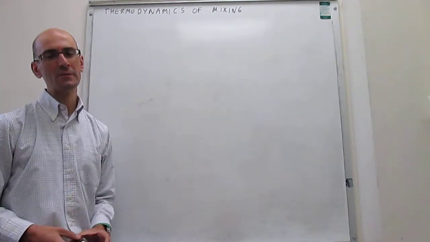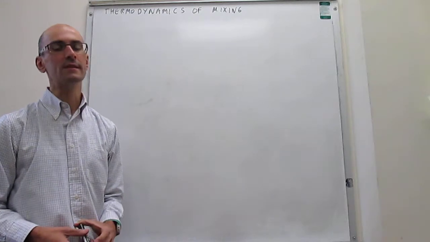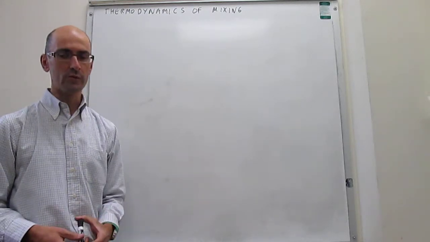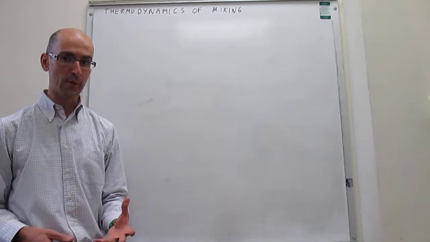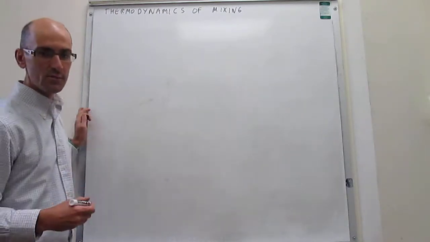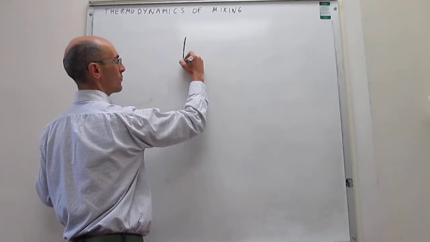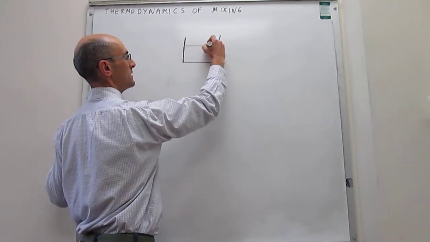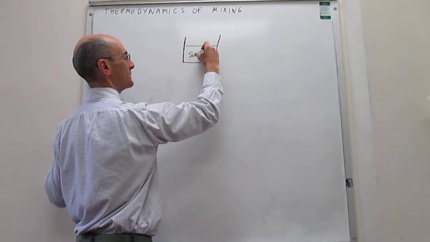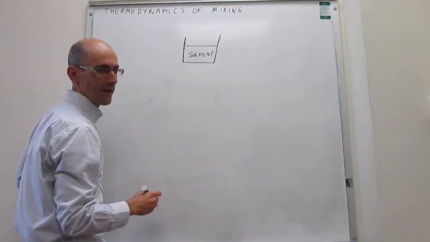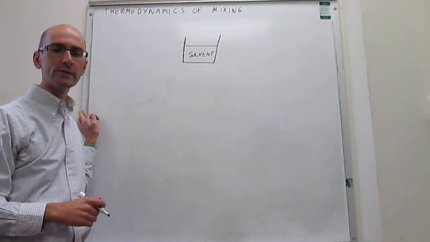In this video, we discuss the thermodynamics of mixing that needs to happen when you're trying to make a solution with two components. Alright, so let's try to make a solution here in which there will be a majority component that we call the solvent, and then a minority component that we call the solute.